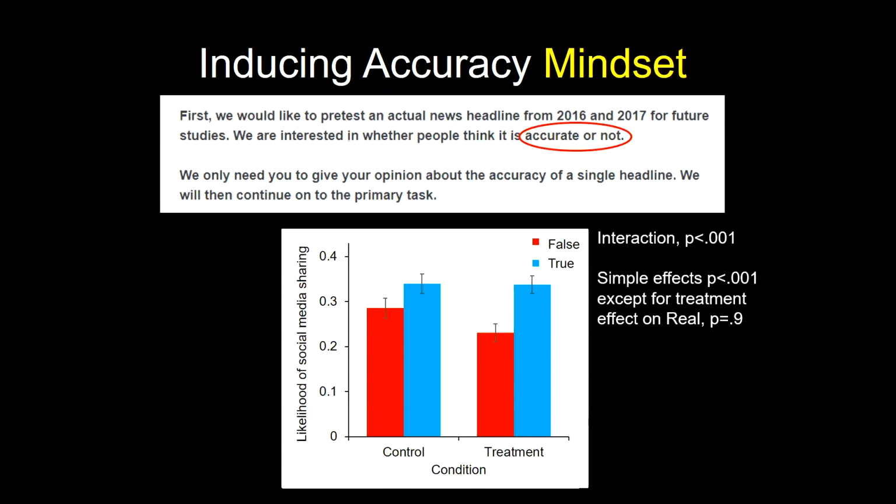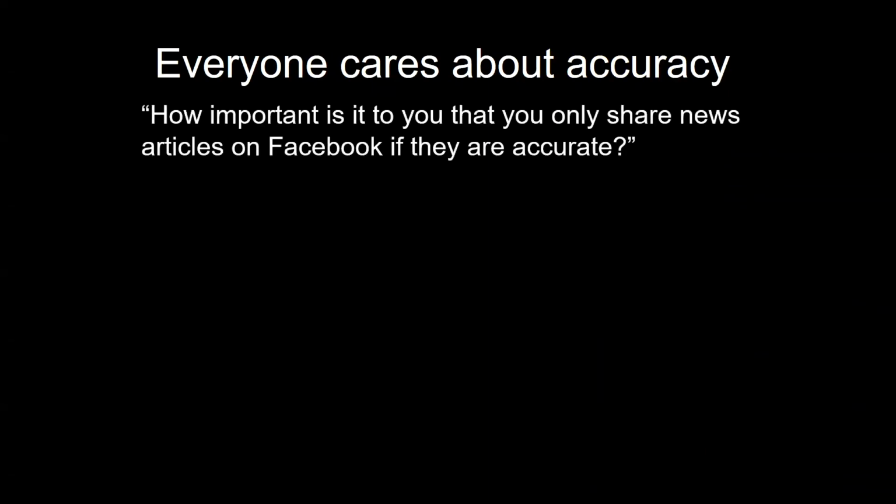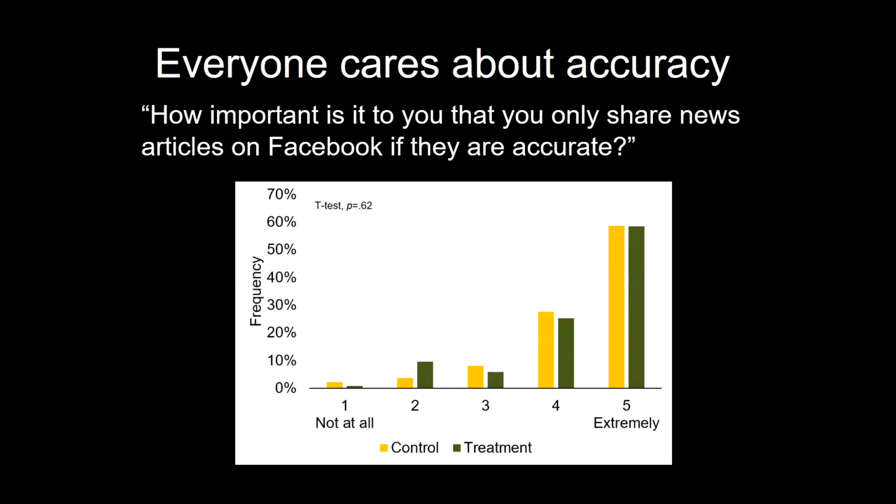And the reason that this works is because people in general are not purposely sharing false information. In our study, if we ask people, how important is it to you that you only share accurate articles? Basically, everyone in both conditions agrees it's very important to not be sharing misinformation. Even the people in the control who immediately beforehand indicated that they would be likely to share all this false content. So it's not that they don't care, it's just that they're not in a mindset where that is what they're thinking about.